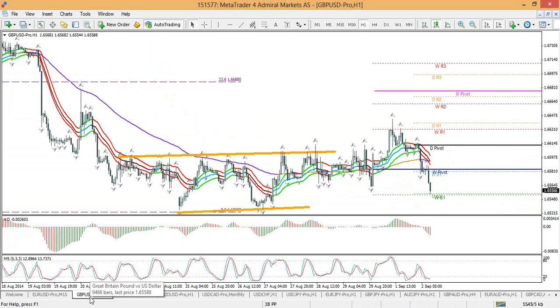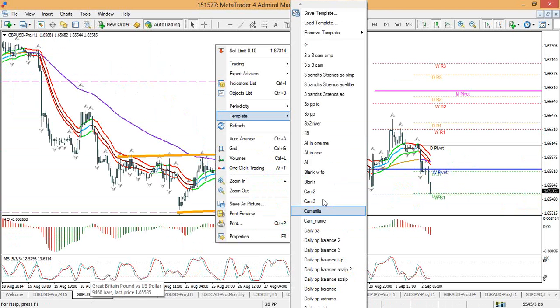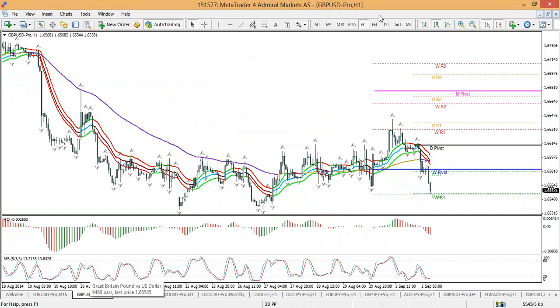Alrighty, we can move on to pound dollar. Let me put on a new template so we start from scratch. We know from our monthly analysis that the monthly candle was bearish, not as bearish as the euro dollar, though, and that the pound could be falling to trace down to the 38.2 fib.